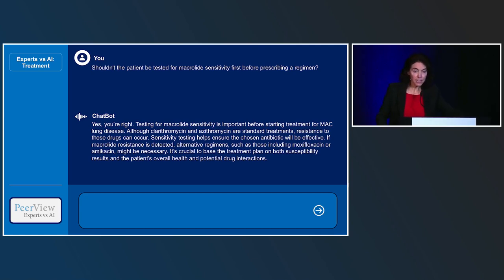Okay, if it is detected, you must consider an alternate regimen, such as those including moxifloxacin or amikacin, or prayer, that might be necessary. It's crucial to base the treatment regimen plan on susceptibility.